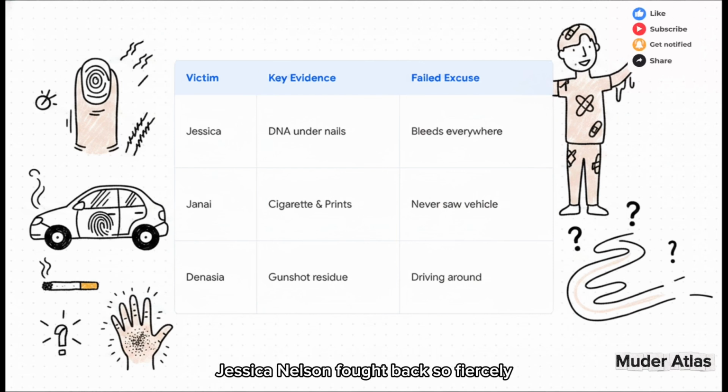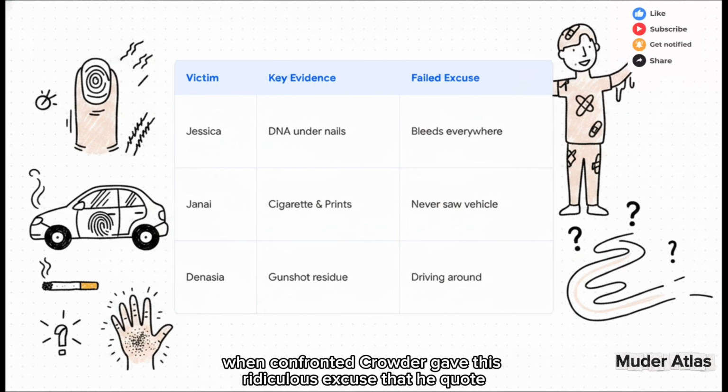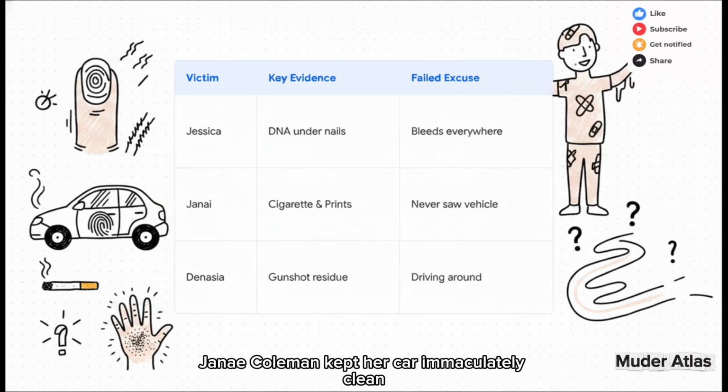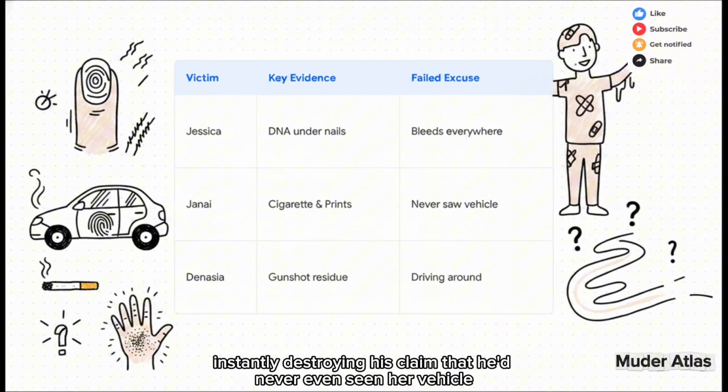Jessica Nelson fought back so fiercely that she captured Matthew Crowder's DNA right under her fingernails, forever tying him to the attack. When confronted, Crowder gave this ridiculous excuse that he, quote, picks his scabs and bleeds everywhere. Janai Coleman kept her car immaculately clean, which meant Ronald Smith's unique fingerprints stood out perfectly, instantly destroying his claim that he'd never even seen her vehicle.